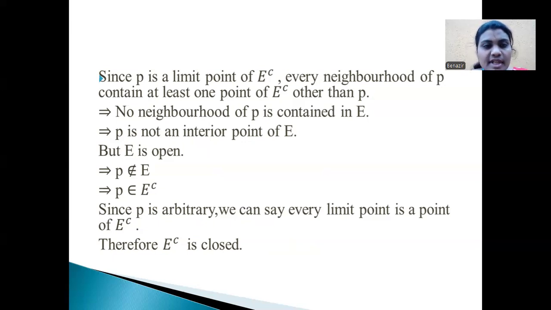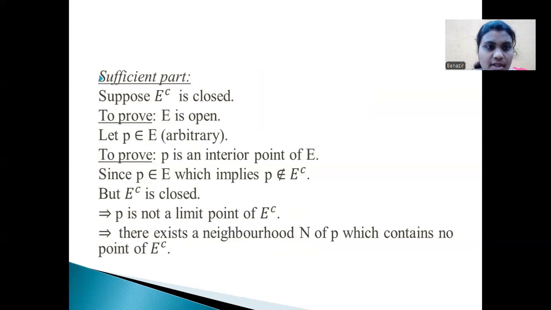Which implies P is not an interior point of E. But what about E? E is open. So which implies P does not belong to E, so P must be in E complement. So P belongs to E complement. Since P is arbitrarily chosen, we can say every limit point is a point of E complement. Therefore, E complement is closed.